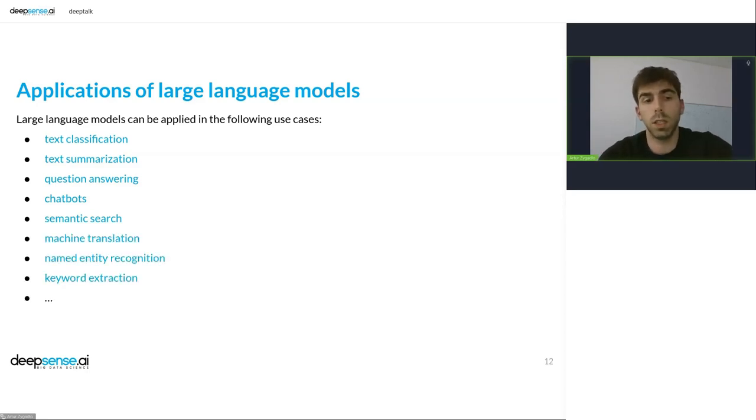The list is long and probably not exhaustive. I also put machine translation, named entity recognition and keyword extraction in here. But I think that you yourself can also come up with more use cases that you personally or your business can benefit from.